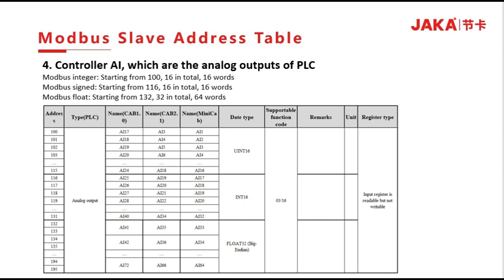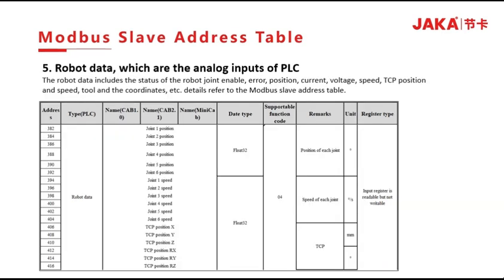The fourth one, controller AI, which are the analog inputs of the PLC. For the Modbus Integer, it's starting at address 100, 16 in total. Modbus Sign, it's starting at address 116 with 16 in total, and the Modbus Float starting at 132 with 32 in total.